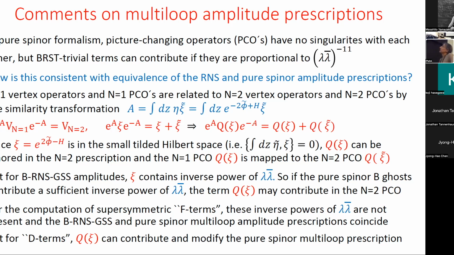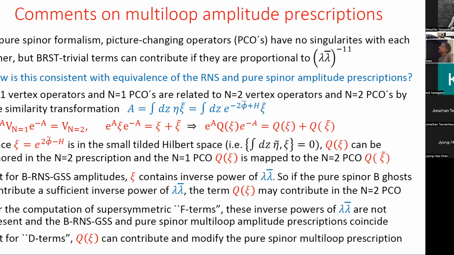Now, there's a nice feature about the pure spinor formalism, which is not true about RNS: the picture changing operators have no singularities with each other. That's of course also true in holomorphic Chern-Simons, and it's just because the picture changing operators are built out of G minus, and G minus has no OPEs with G minus, whereas of course G, the N equals 1 generator, does have OPEs with itself. So there's a mystery about how this can be explained if the amplitudes are supposed to be equivalent. What I'm now going to try to explain is how this relation with N equals 2, with holomorphic Chern-Simons, may explain it.